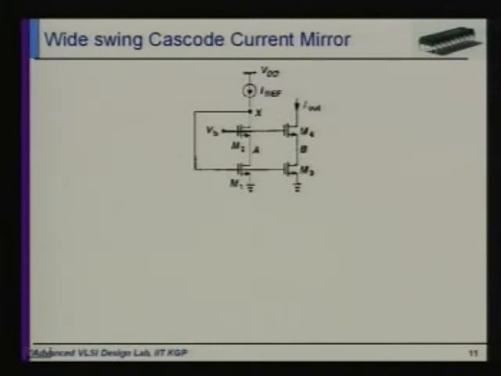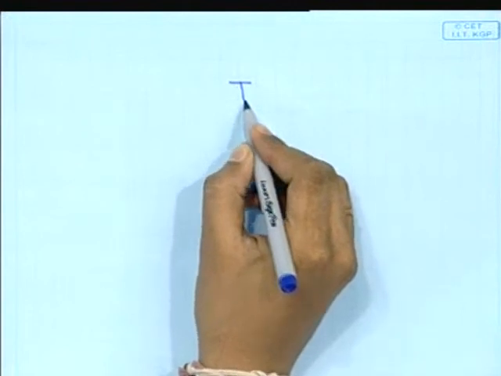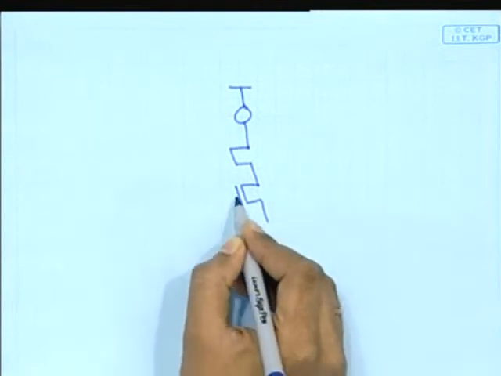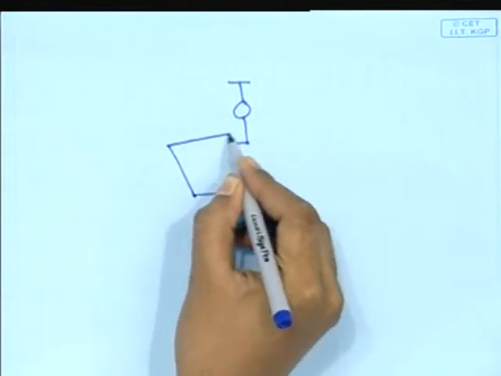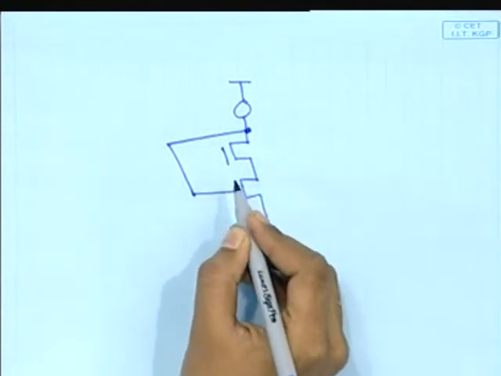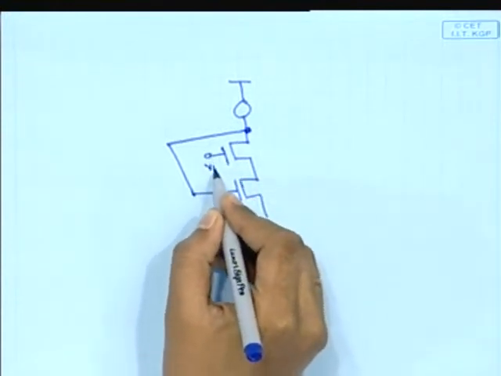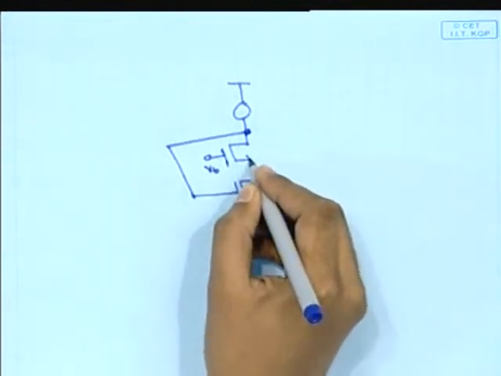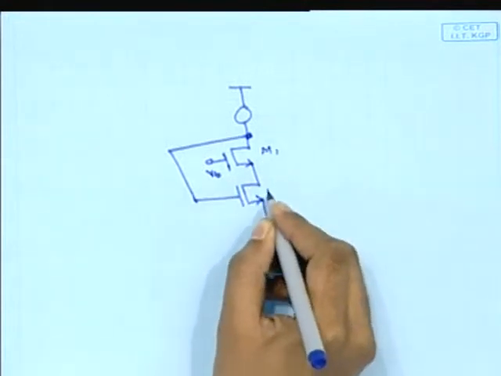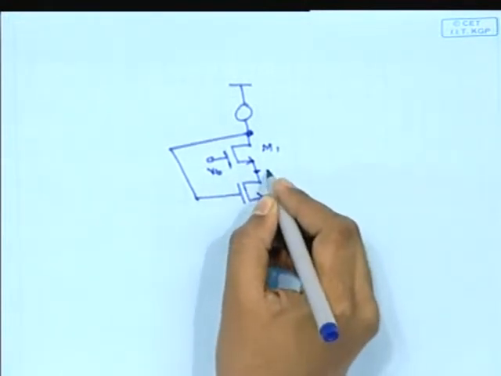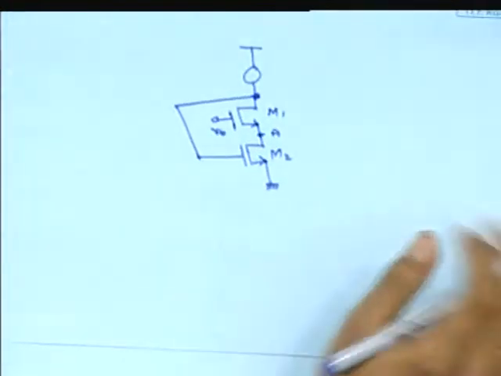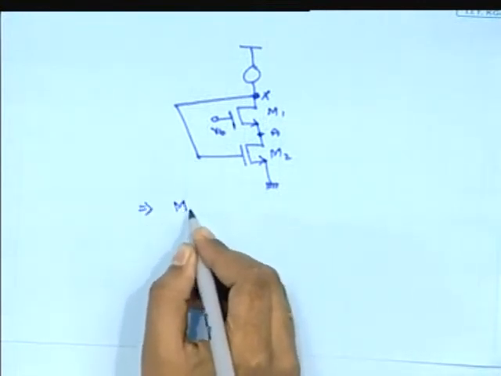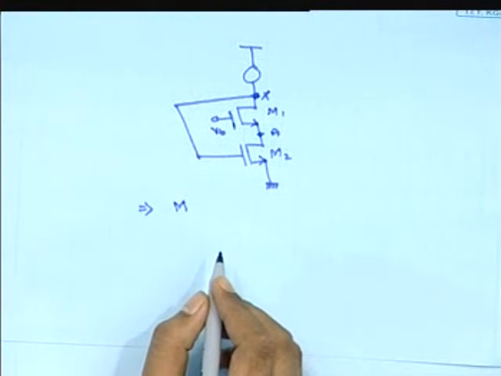Before going to that particular circuit, we need to know how this type of circuit can operate, where the input of this stage is connected to the output of that. Firstly, these two transistors, M1 and M2, should be in the saturation region.